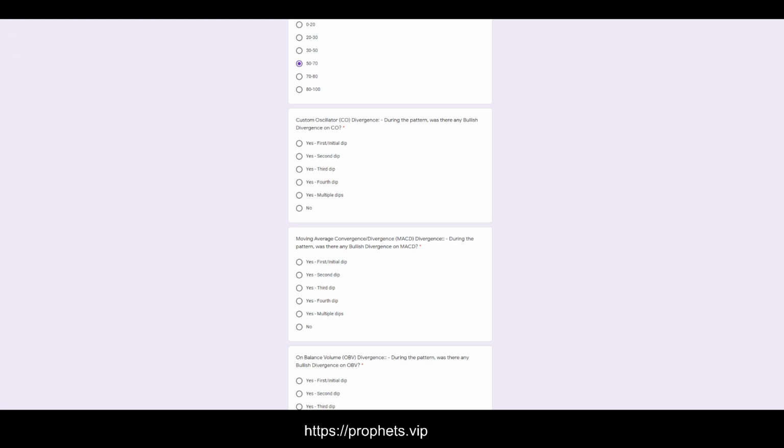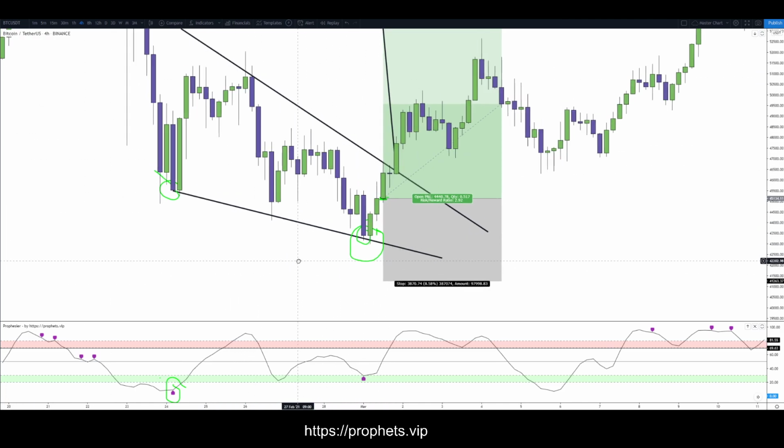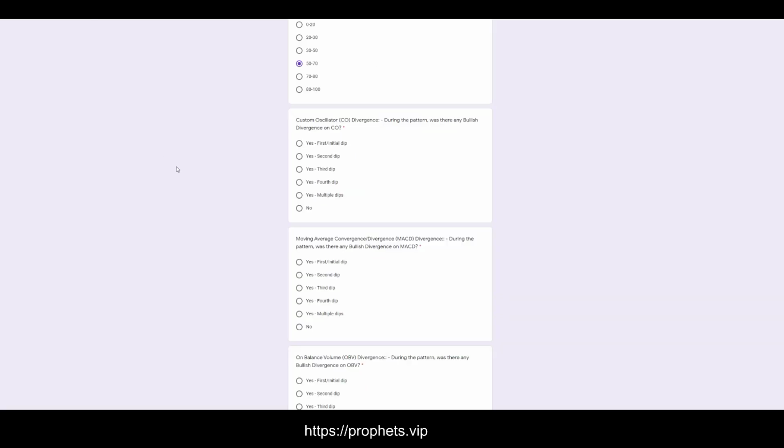Divergence, was there any divergence during the formation of the pattern? Yes, there's on the first dip here, right? Then on the second dip here. So it's nice. We've got a hell of a lot of divergence across multiple indicators on this last dip, right? Is what we're seeing there. So yes, multiple dips.